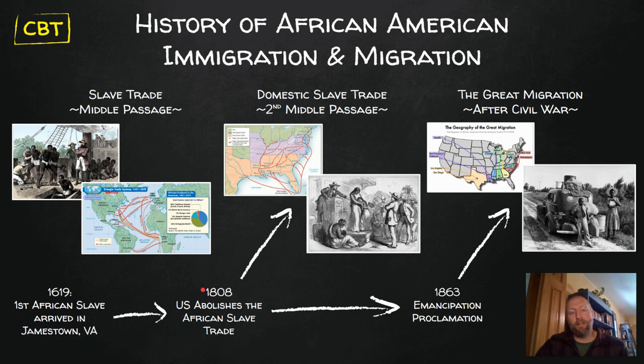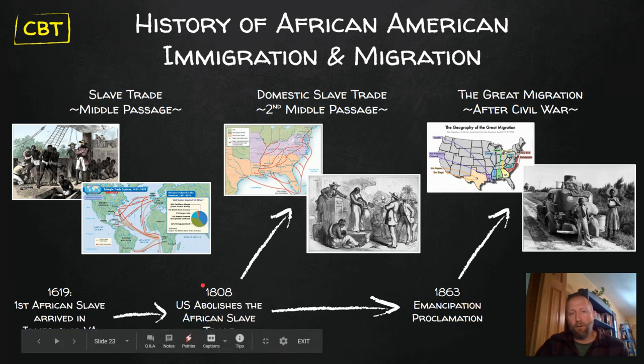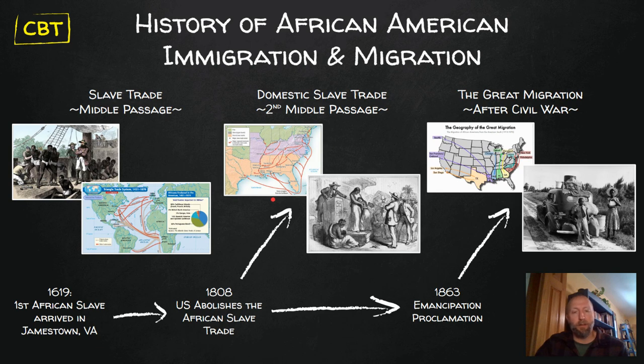In 1808, the United States abolishes the slave trade from Africa. So this creates a problem for slave owners and people looking for free labor. So they get around this by what's called the second Middle Passage, and that's domestic. Domestic means like homeland, your own area. Domestic slave trade is the selling of slaves within America. Okay, so you have slave owners buying and selling human beings for labor.